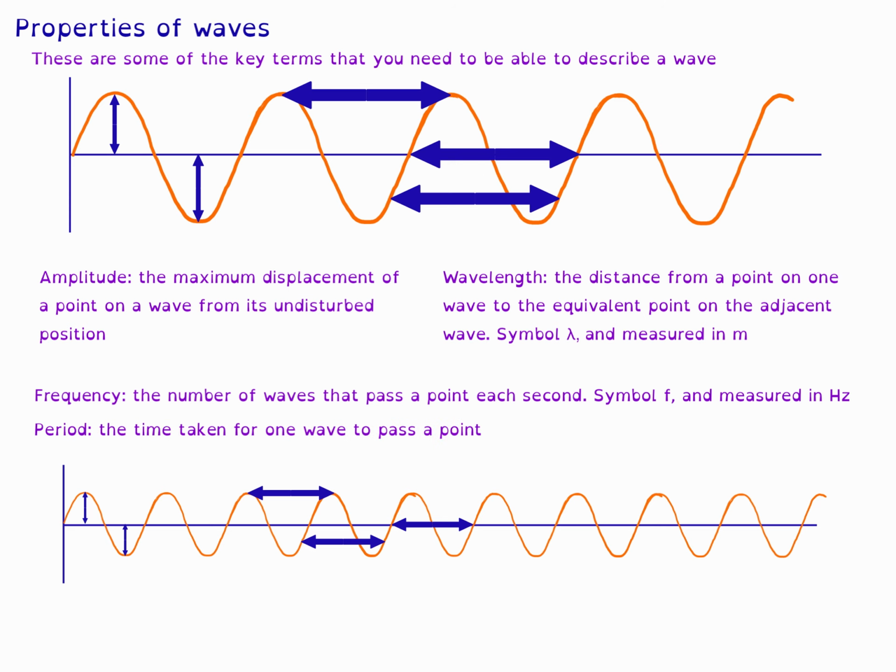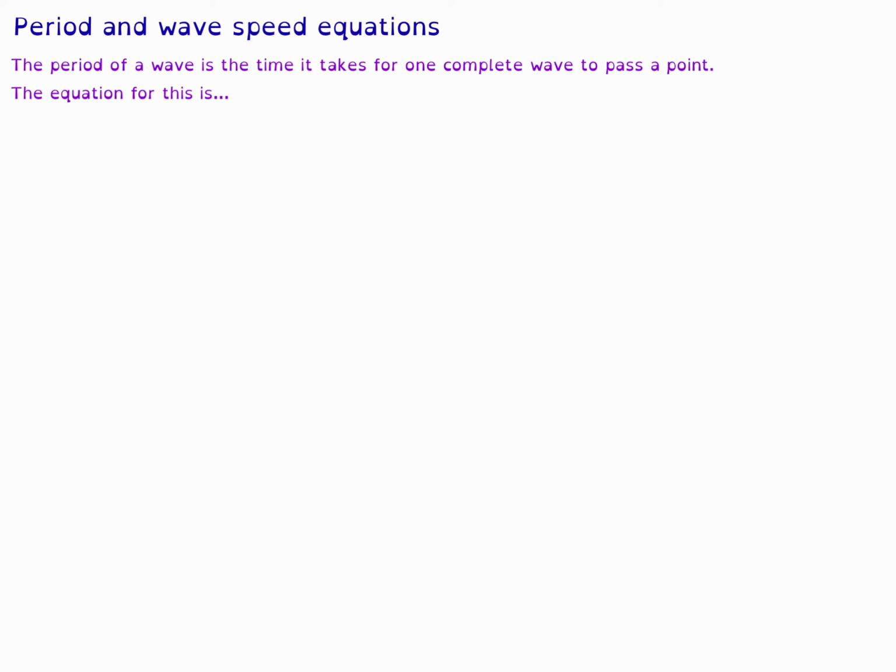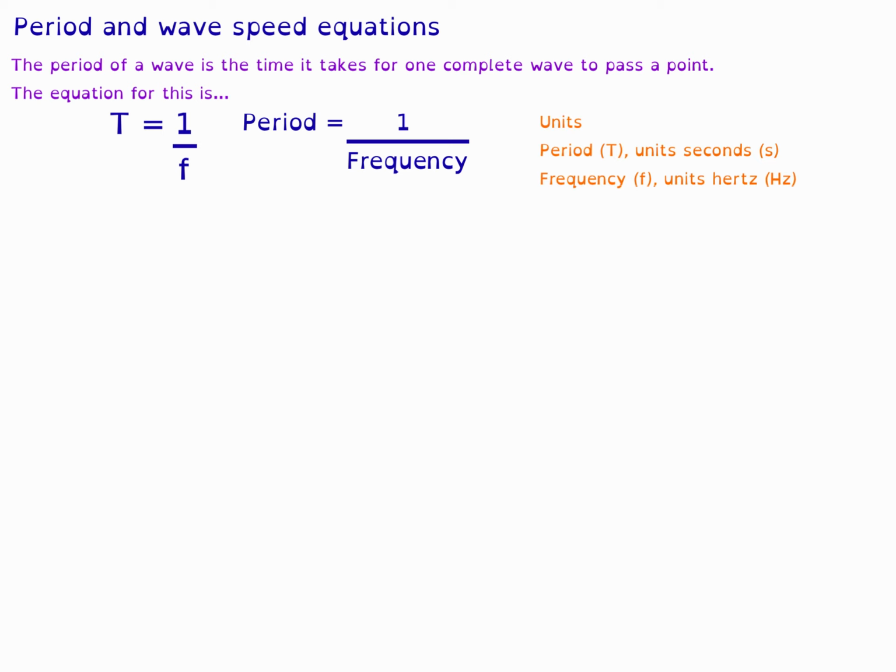The period. This is the time taken for one wave to pass a point. This wave shows reduced wavelength and so it increases the frequency. The period of a wave is the time it takes for one complete wave to pass a point. The equation for this is T equals 1 over f, or period equals 1 over the frequency. The units: period, capital T, units are seconds, lowercase s; frequency, lowercase f, units are the hertz, capital Hz.